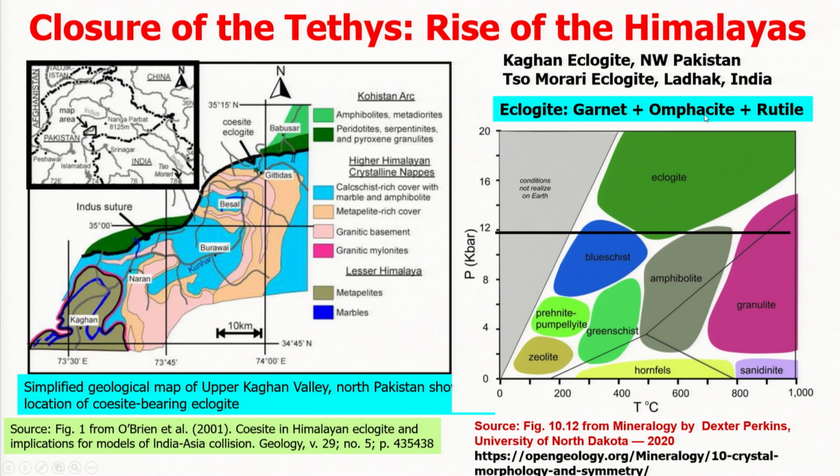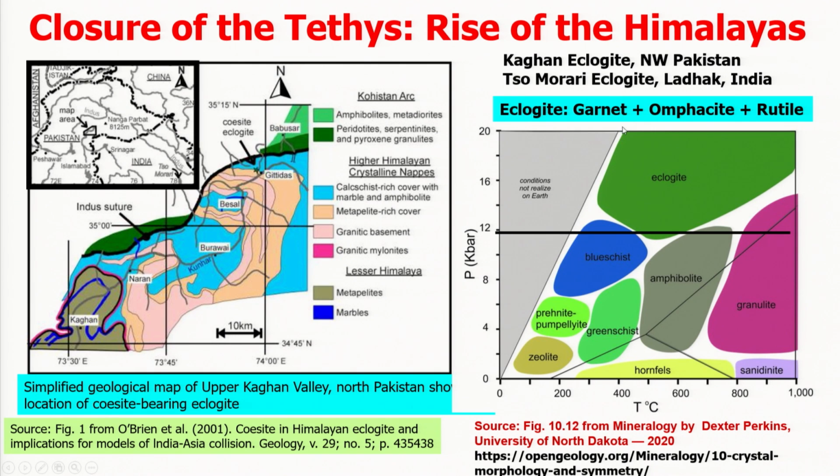Omphacite is a clinopyroxene. There are two places where these eclogites are reported: one in Kaghan, and the other in the Indian part, near Tso Morari. These eclogites are exposed here.